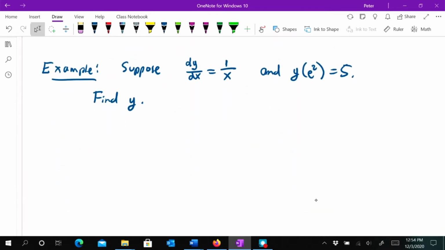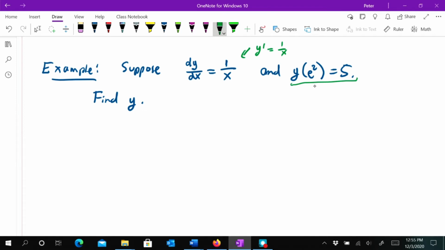So let's suppose that dy/dx, or I could have written y prime, is equal to 1 over x. I could have written this either way. So let's suppose that dy/dx is equal to 1 over x, and y of e squared is equal to 5. What this statement means is that once I've figured out what y is, if I plug in e squared as the x value, I'm going to get 5.